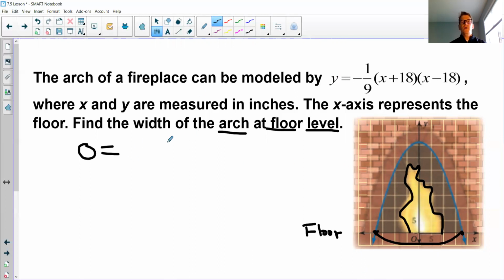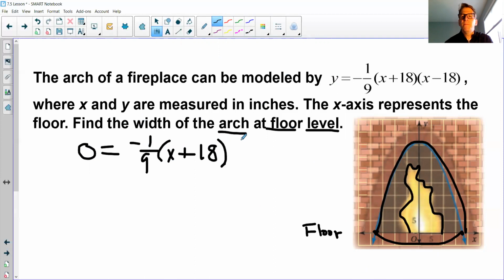So our y is 0, and the equation that we're given models this arch. See how it comes down like that? Where it crosses the x-axis on each side, that distance altogether would be the width of the arch. So when y is 0, we should be able to find out what x is. You can already probably see it for most of you. When y is 0, it's equal to -1/9 times (x + 18) times (x - 18).